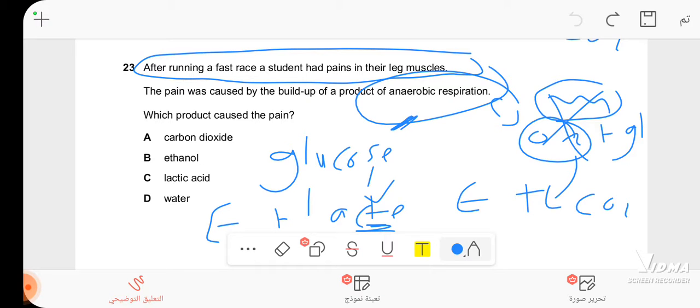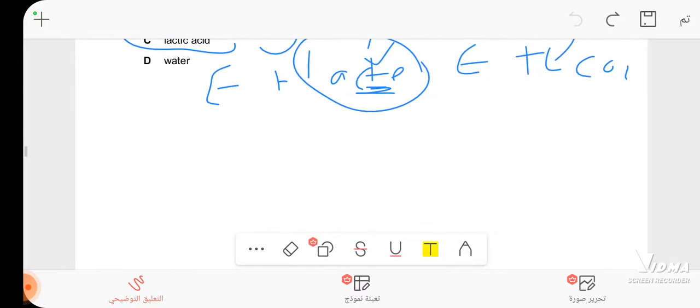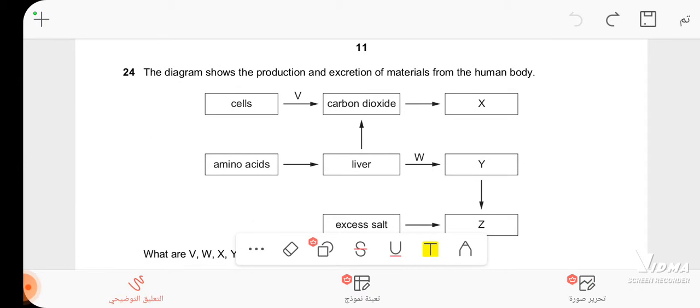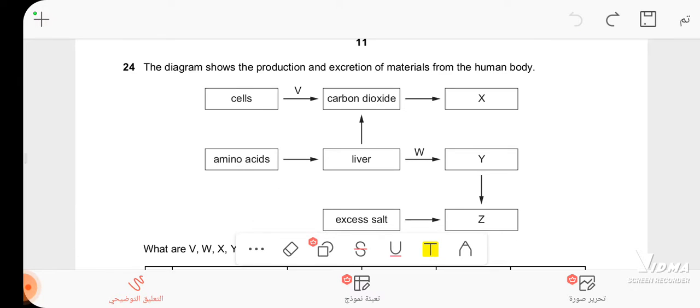So the cause of pain in our leg is lactic acid. This is the cause of pain. When you practice exercise and feel pain after a period of time, this is because of lactic acid in your legs. So which product causes pain? Lactic acid, because it is an acid, so it causes the pain. And it will change again into glucose after the presence of oxygen, and the body will take benefit from it.